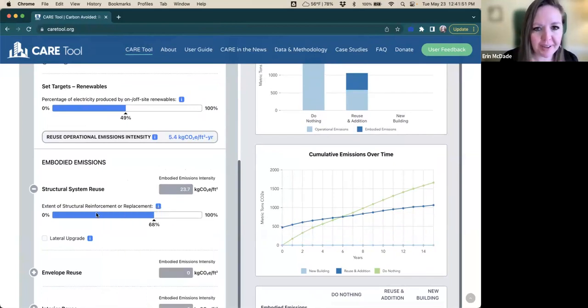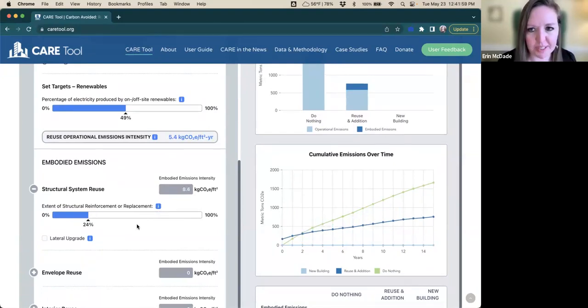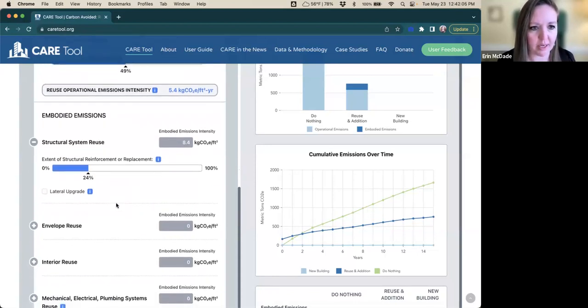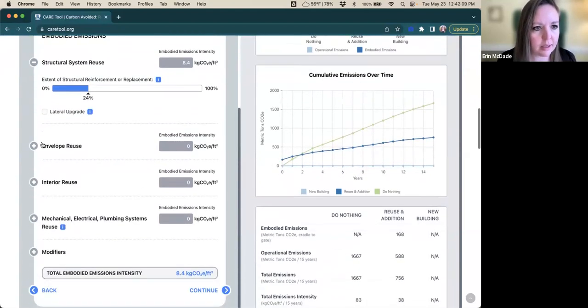Oh, sorry, my bad. I was looking at this the opposite direction. So 100% means there's full replacement. So we want to do less. So we'll say we're retaining about 75% of it. We're only replacing about 25% of it. Since we're in Colorado, we're not going to need to do lateral upgrades.